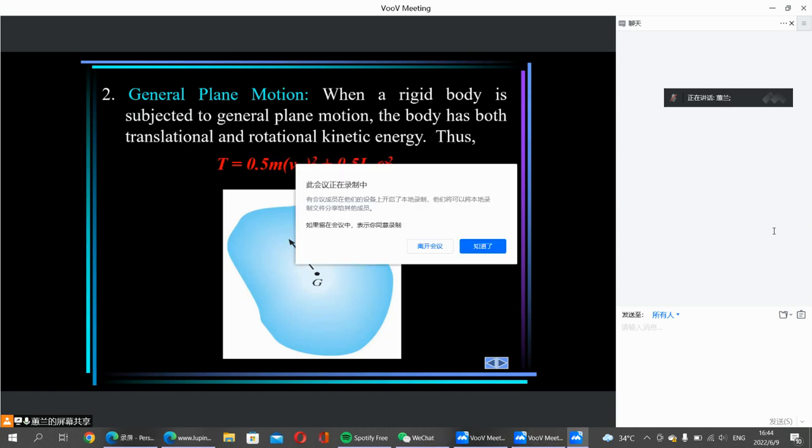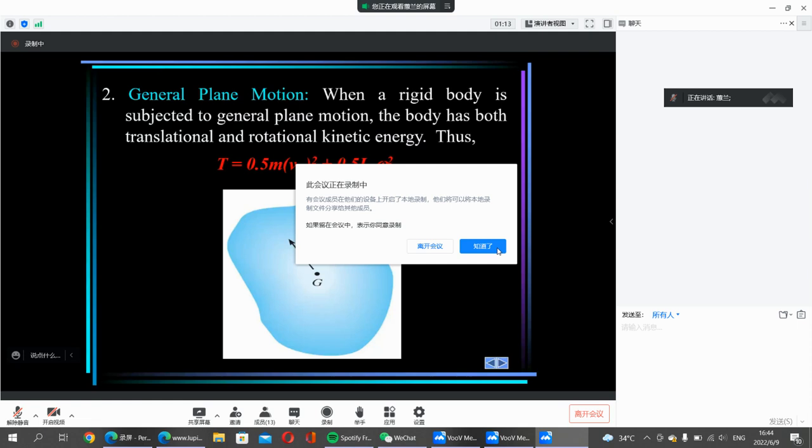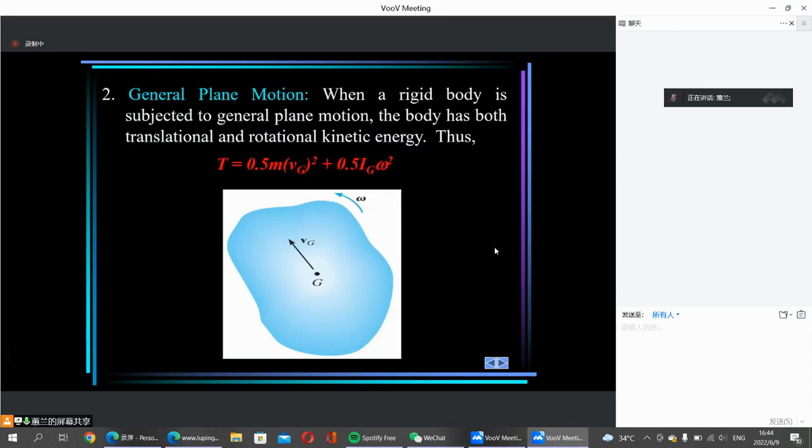Okay, yesterday we talked about how to calculate the kinetic energy for a rigid body. For a rigid body in general plane motion, we know the kinetic energy has two parts: translational kinetic energy and rotational kinetic energy. For translational kinetic energy, we can calculate it as if the rigid body is moving like a particle. So the translational kinetic energy will be this one, right?